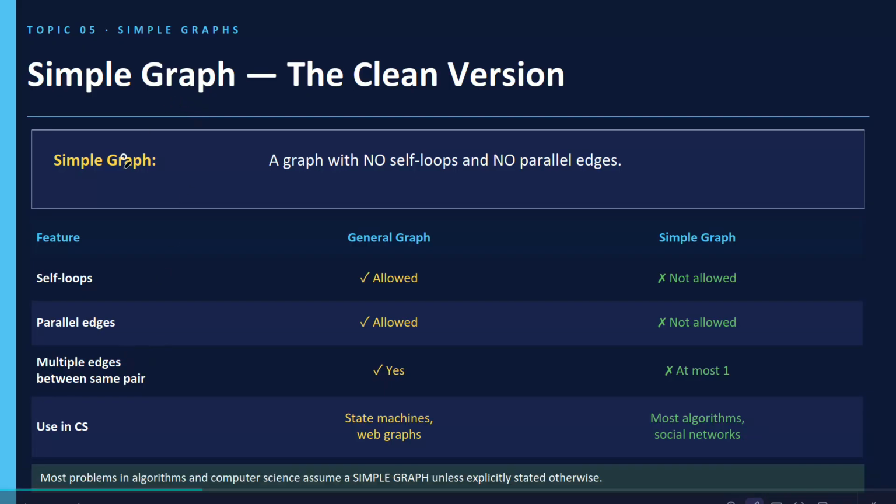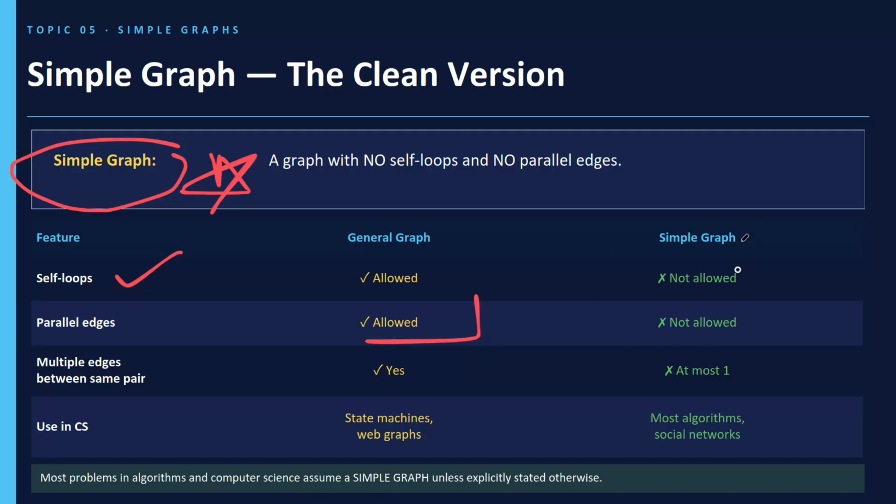Understood? So we have talked about self loops, parallel edges and all, right? Now, what is a simple graph? A simple graph does not have self loops or parallel edges. In general graphs, self loops and parallel edges are allowed, but a simple graph does not have them. That is a clean definition of a simple graph. A simple graph has neither self loops nor parallel edges. That we have to understand.